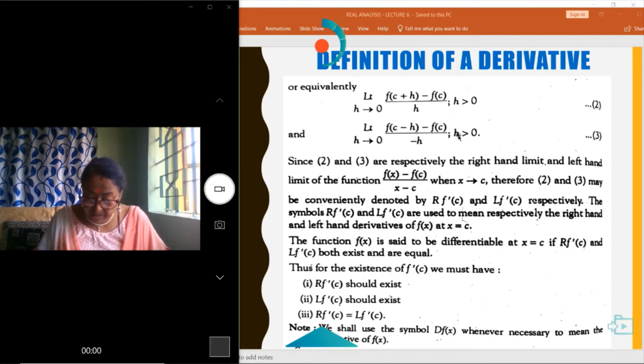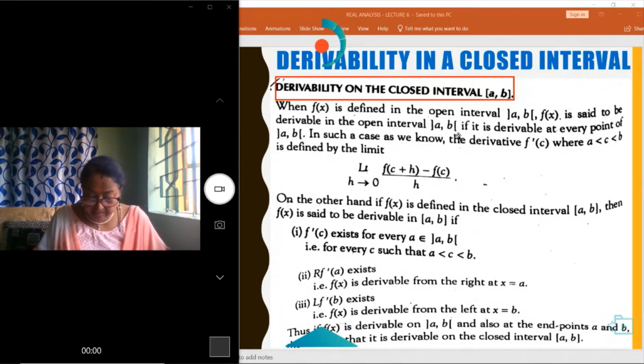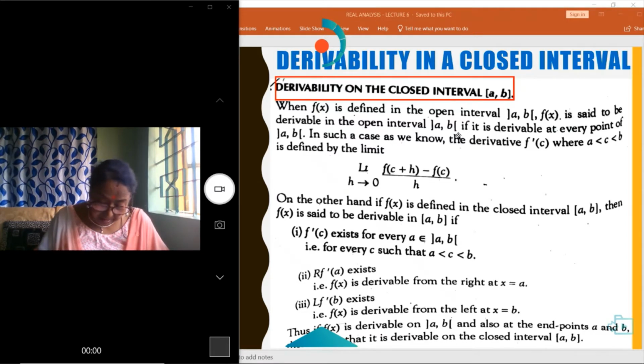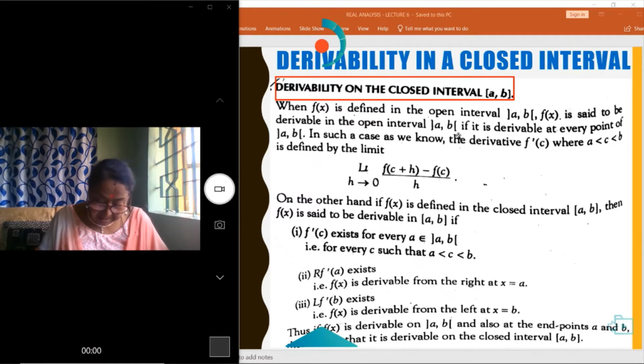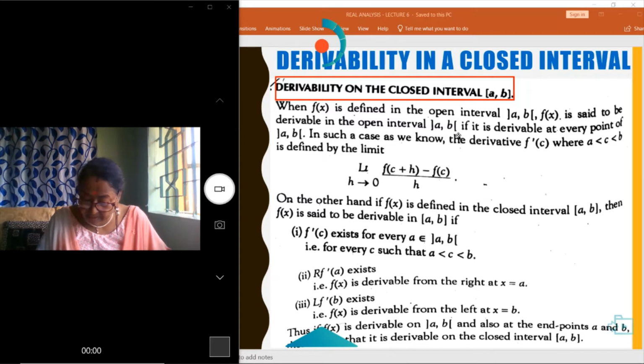Now, derivability on the closed interval (a, b). When f(x) is defined on the open interval (a, b), f(x) is said to be derivable in the open interval (a, b) if it is derivable at every point in the open interval (a, b). In such a case, we know that f dash c, where c is any number between a and b, is defined by the limit as h tends to 0 of (f(c plus h) minus f(c)) by h.